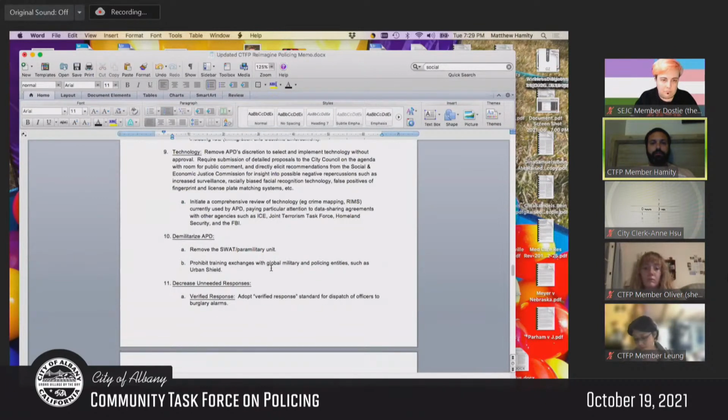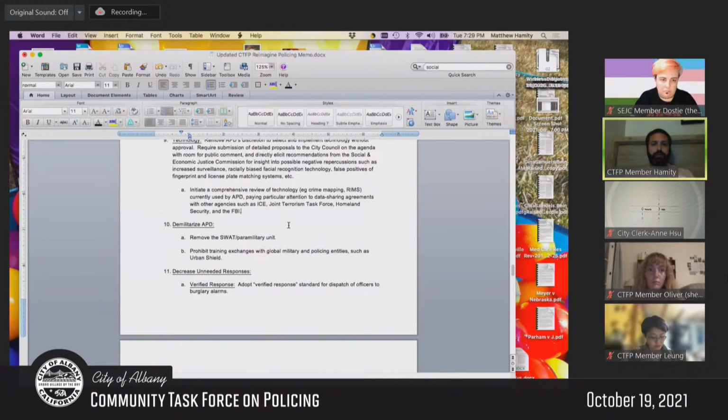Technology: remove APD's discretion to select and implement technology without approval. This is similar to the previous one. We just want to make sure that the entire community gets to weigh in on what can be really important decisions. This would also include a comprehensive review of existing technology used by the APD, paying particular attention to data sharing agreements with other agencies.